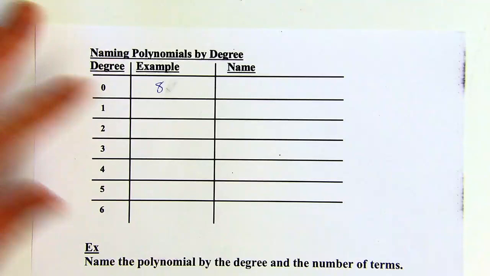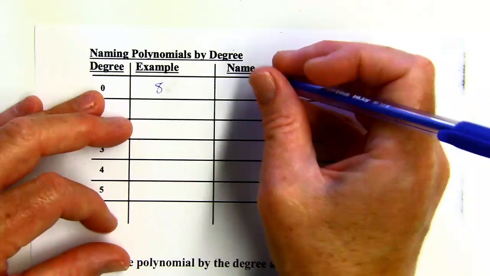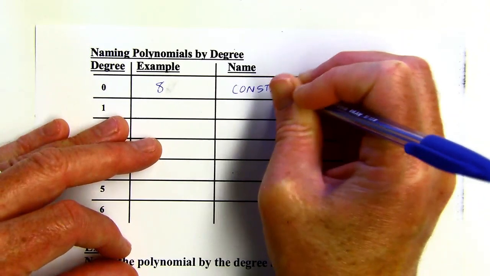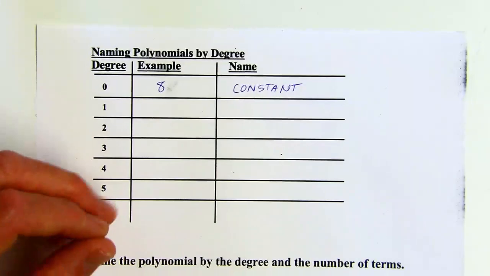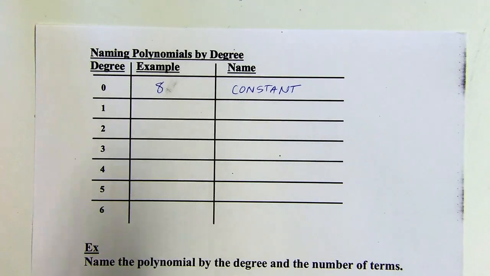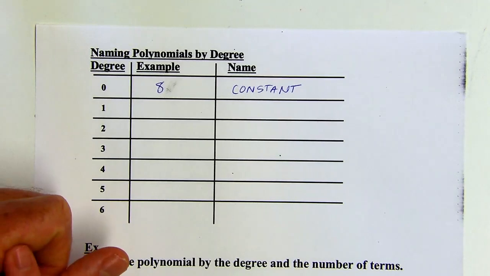But any just plain number is going to be called a constant. A constant is a number with no variable. So it could be 1, 2, 3, 4, 5, 6, 7. It could be a decimal too, and it could be negative. But there's no x's or y's or anything like that.